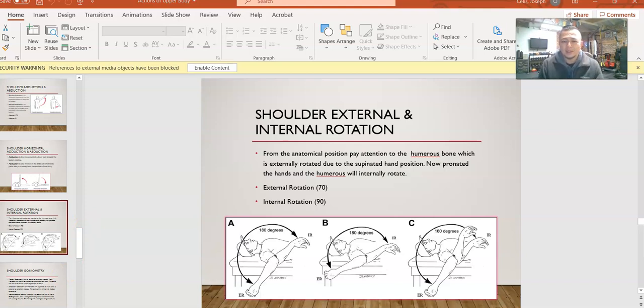Let's talk about shoulder external rotation and internal rotation. For this particular movement, we're going to take a look at what the humerus, the long bone in the upper arm, is doing. You can see this movement in a lot of different ways. If you take a look at images A, B, and C, you can see what the humerus is doing. Or you can keep your hands by the side of your body with your arms.